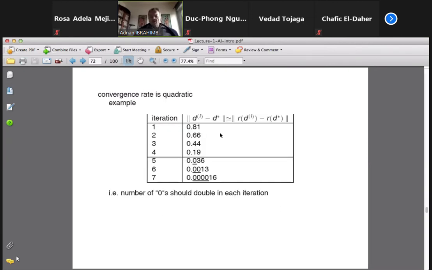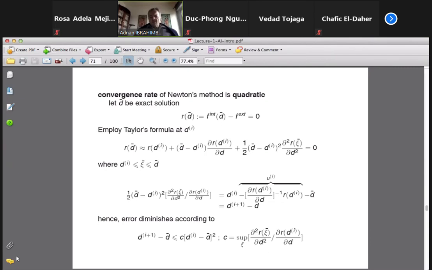So how do you observe this? Basically, when you come close enough, when you come to a value which is close to 0, every new iteration is doubling the number of zeros. That's what it means, because the difference in error is basically d_i minus d exact, and every new iteration is making it quadratic. So if you have 10 to the minus 2, then it becomes 10 to the minus 4, 10 to the minus 8, and so on and so forth. So basically, this is the ideal case when the function is smooth. And again, this has to be smooth enough.